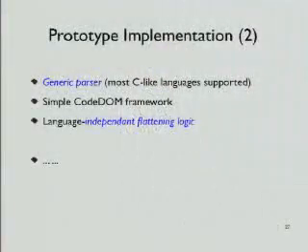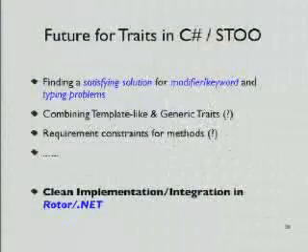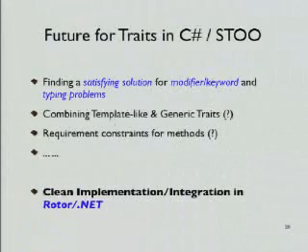Everything is done with a generic parser. This parser is actually pretty nice. It can also parse other C-like languages. So with this prototype, it can also handle Java and Objective-C, C, C++, and all these languages. It's based on a little CodeDOM framework, and the flattening logic that is doing all that fancy stuff is independent of the language. So we can put any language into the parser, and when the parser accepts the language, then we can also flatten that stuff.